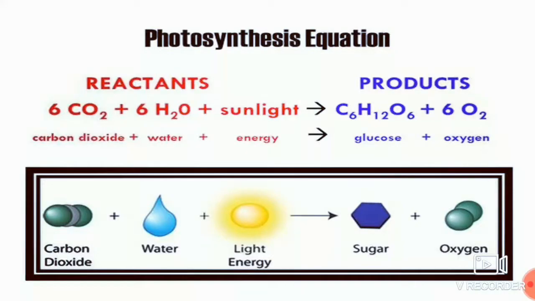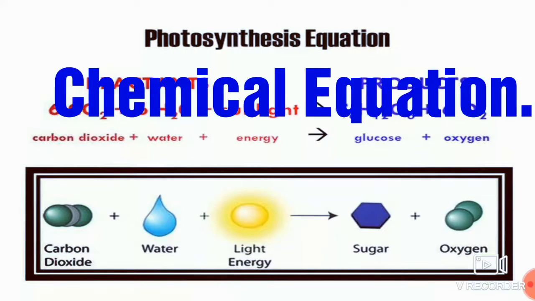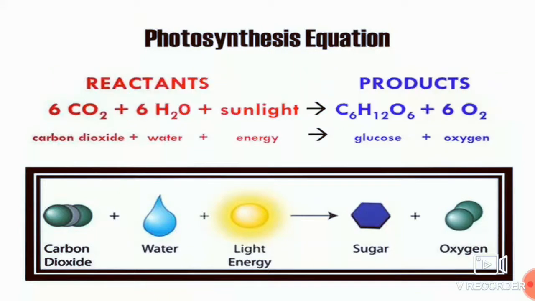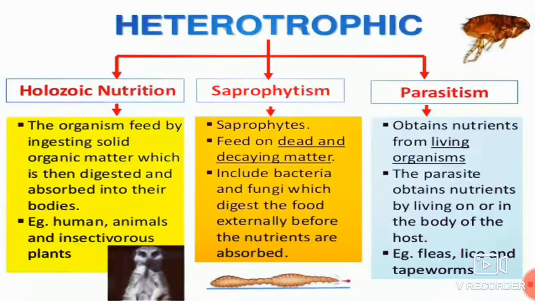So now it's a bit confusing. So let's see what's the equation for photosynthesis. The equation is 6CO2 plus 6H2O plus sunlight will give us C6H12O6 plus 6O2. Carbon dioxide plus water plus energy will give us glucose plus oxygen.